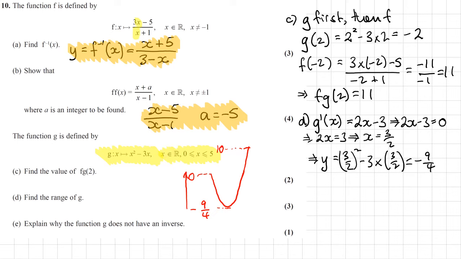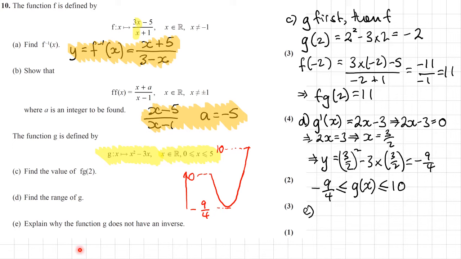So now we're ready to write down the range of the function. So we'll put down g of x. Now what does it do? It goes up to 10. It includes 10 because 5 is included in x. So up to and including 10. And it goes down to negative 9/4, including the negative 9/4.